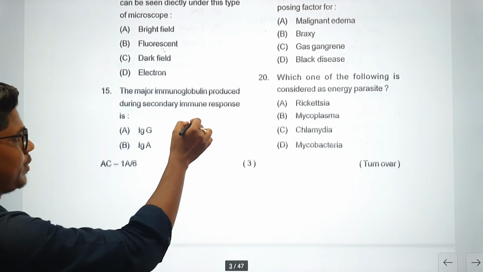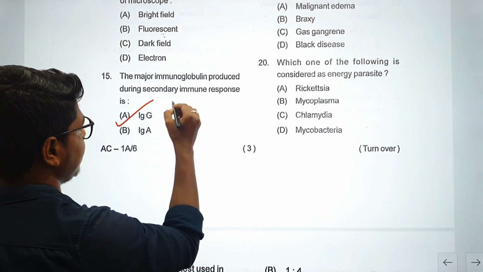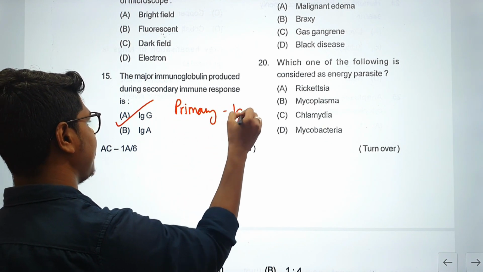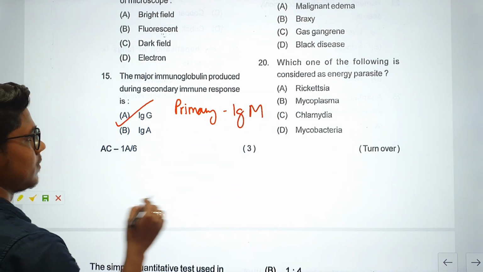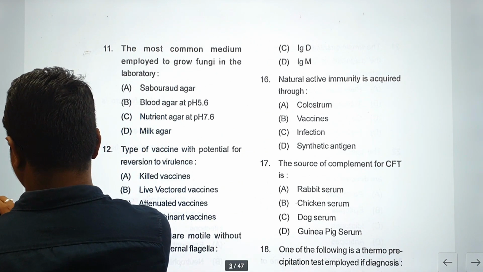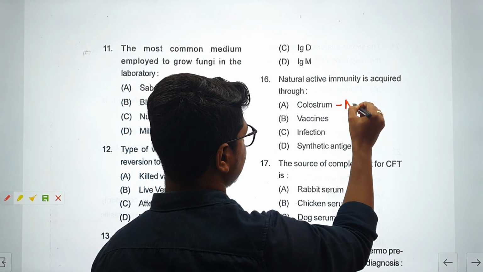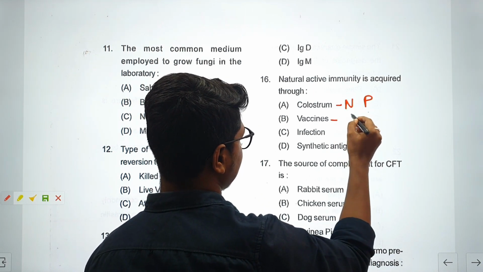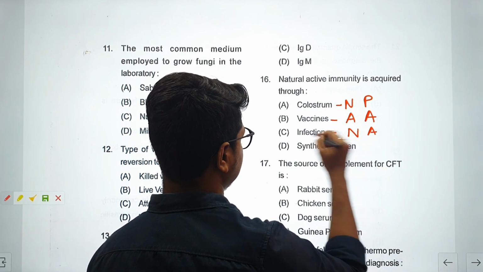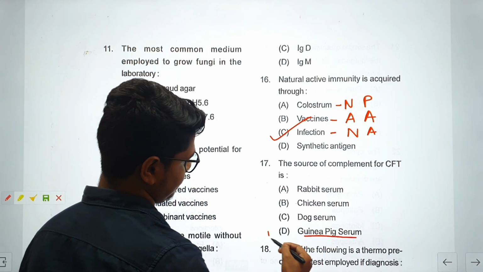The major immunoglobulin produced during secondary immune response is IgG. If the question is about primary response, then this is IgM. Next question 16. Natural active immunity: acquired through colostrum is natural but passive. Vaccines are artificial active. Infections are natural active. So the answer is infection. The source of complement for CFT is guinea pig serum.